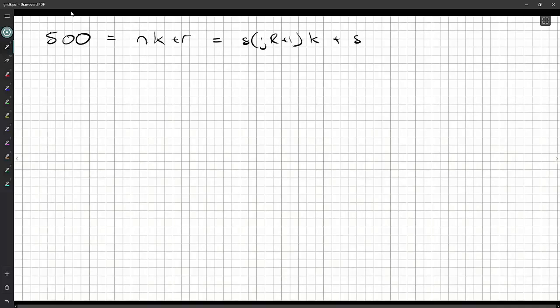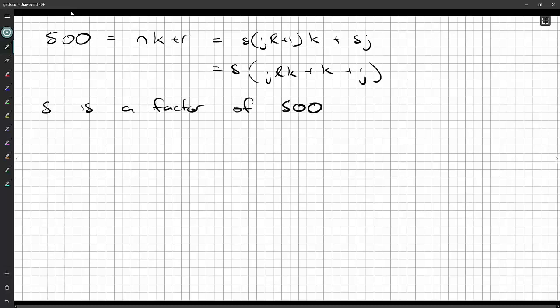So let's just quickly write that up. 500 is NK plus R, but that's SJL plus 1 K plus SJ. So that's SJLK plus K plus J. S is a factor of 500. So what are the factors of 500? Which is 100 times 5, so that's 2 to the 2 times 5 to the 3.